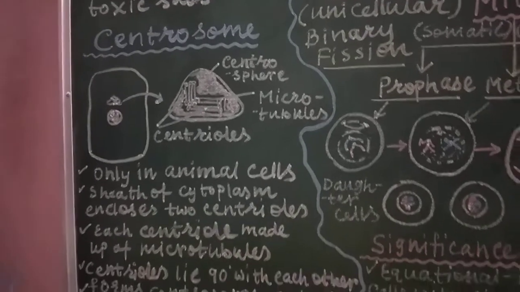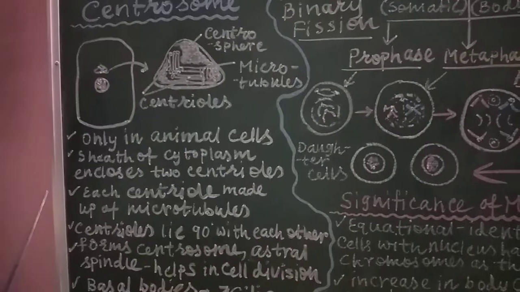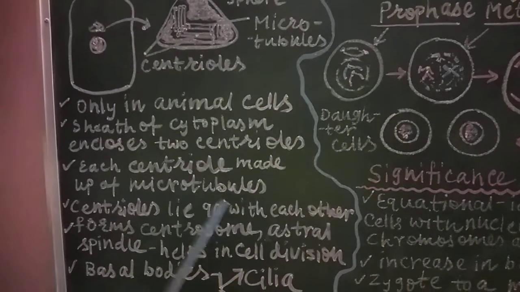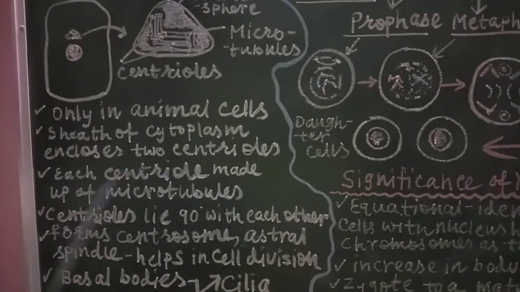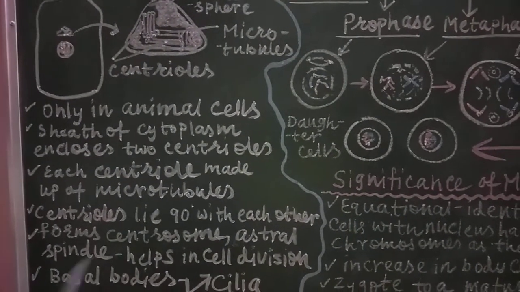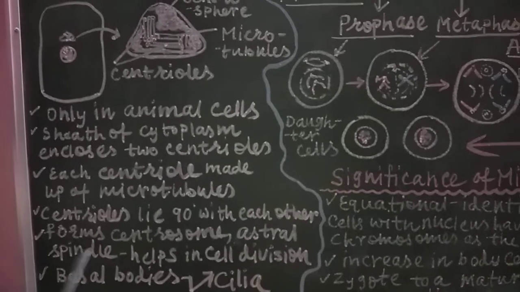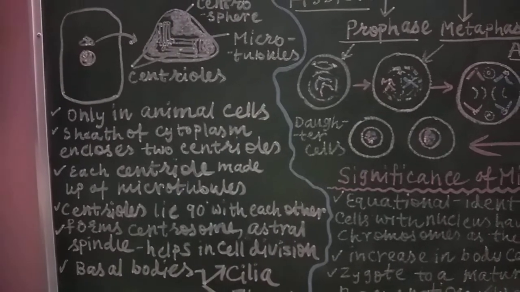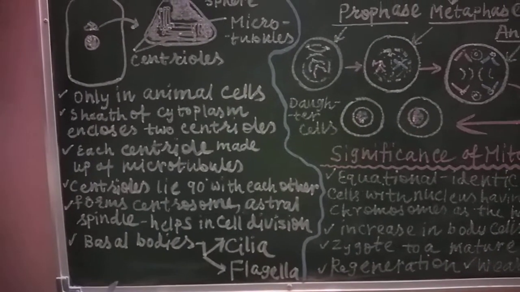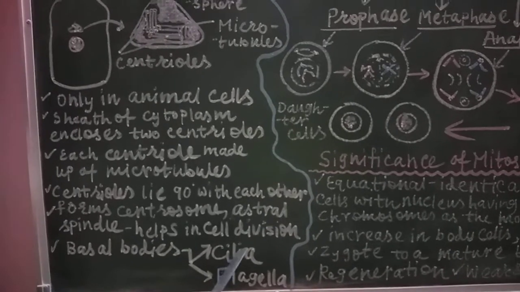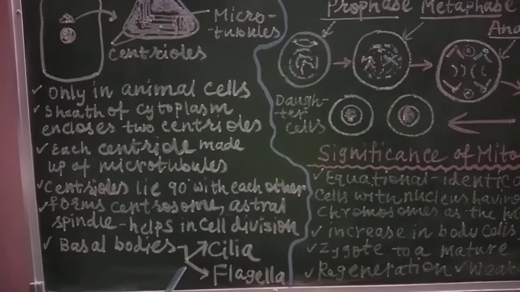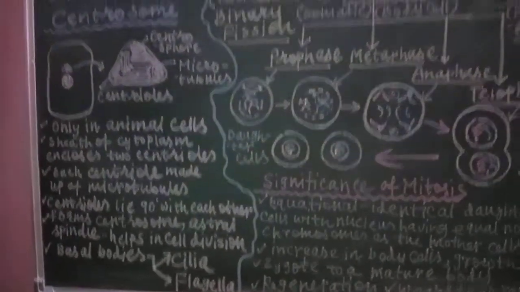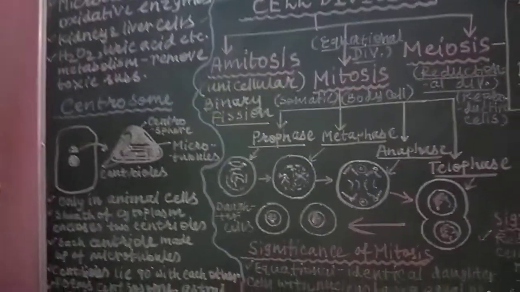Here are the important points about the centrosome: it is present only in animal cells. A sheath of cytoplasm encloses two centrioles, each centriole made up of microtubules. Centrioles lying at 90 degrees with each other form the centrosome. Their main function is forming astral bodies and spindle fibers and helping in the process of cell division. They also form the basal bodies. These basal bodies later develop into cilia and flagella, which are the locomotory organs in unicellular organisms. So here ends the discussion about the cell organelles present inside the cell.